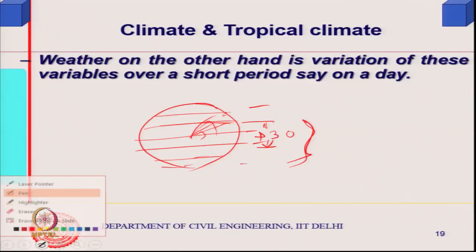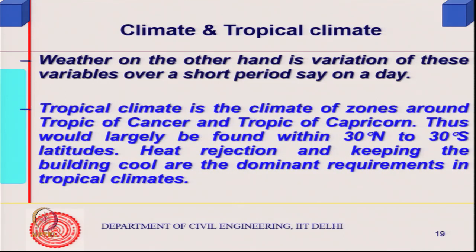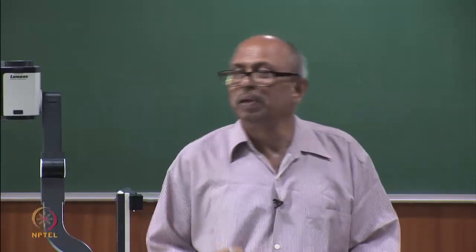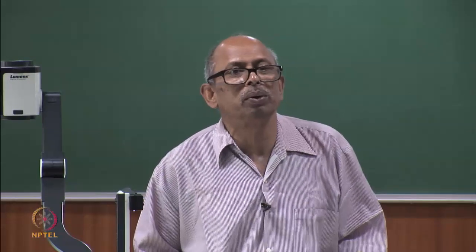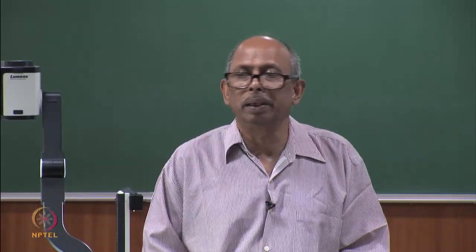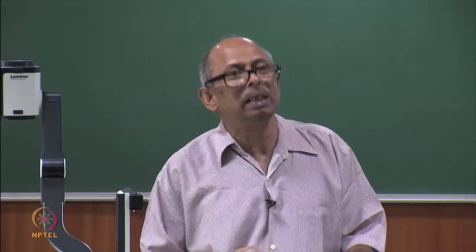So, we define tropical climate as the climatic zones around the Tropic of Cancer and Tropic of Capricorn, thus largely found within 30 degrees north to 30 degrees south. Heat rejection and keeping the building cool are the dominant requirements in this climate. In other places, they would be bothered about loss of heat, and would not like heat to be lost from the building, while here we would like to keep the heat away, as well as sometimes we would like to see that it comes. So, that is the point.